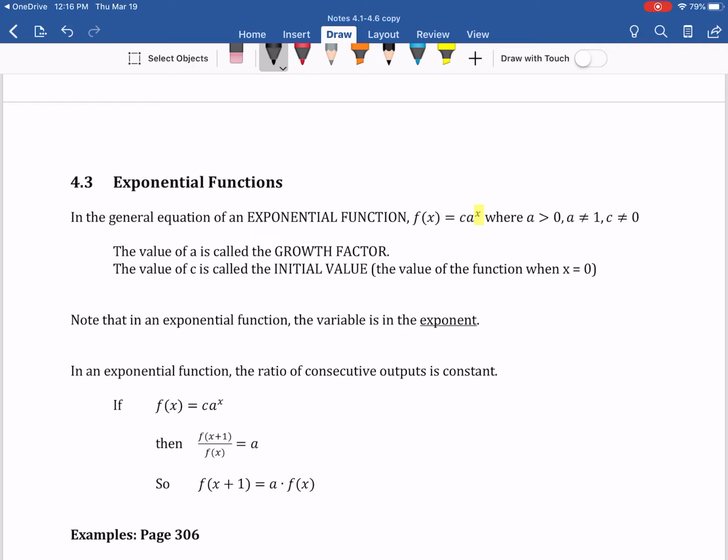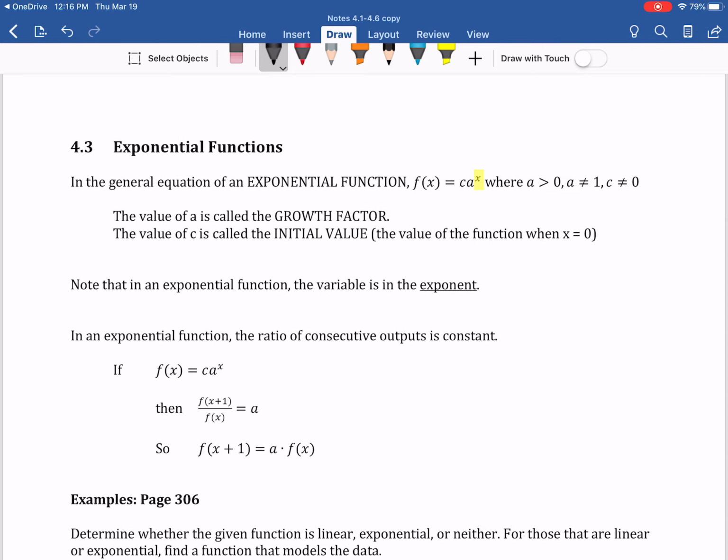The value of A is called the growth factor, whereas the value of C is called the initial value. Let's say x represents a time variable. It would make sense to have a function to represent the growth or decay of a quantity over a period of time. So when the time begins, when x is equal to 0, the value of C is your initial population or the initial quantity that you have to work with.